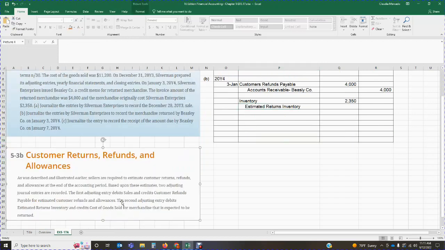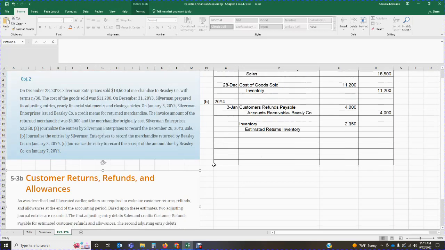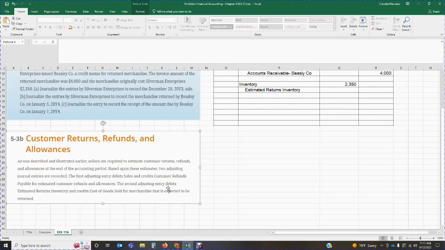Look at what we read here. The first adjusting entry debits sales and credits customer refunds payable. So basically they're putting money aside for those returns. Whenever we have a return, we take money out of customer refunds payable, which is what we did here. Now, the second adjusting entry debits estimated returns inventory and credits cost of goods sold.